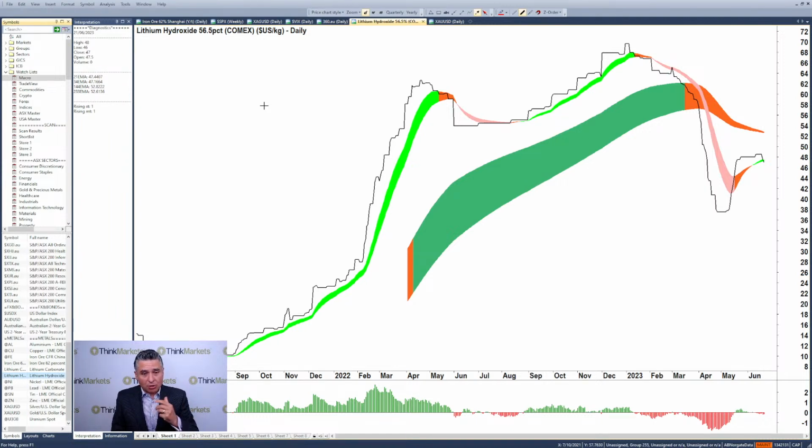Lithium hydroxide prices have come down slightly more significantly than the lithium carbonate prices. This is based out of Shanghai as well. This is a Shanghai contract too, and just a bit of a pullback there. I know this one's priced in US dollars, but it is a contract that's based in Shanghai. So a small pullback there. Hopefully that is not the rollover I was talking about.